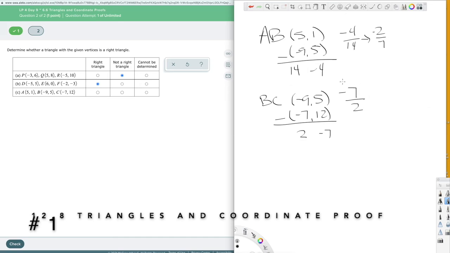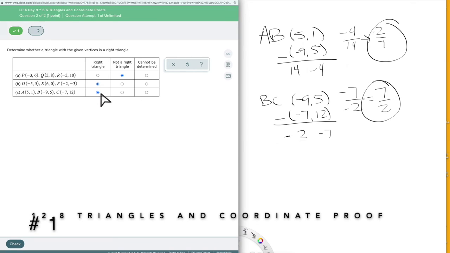And I need to make sure that I didn't mess up the negative there at all. So I end up with negative, I end up with positive, so that's fine. Oops, this should be negative. -9 plus 7, so this should be negative. So this ends up being 7 over 2. So these are negative reciprocals of each other, so it is going to be a right triangle. I don't even need to check that third side because we're not going to have another side of the triangle perpendicular, because that would mean we have more than one right angle. So we can be all done. Check.